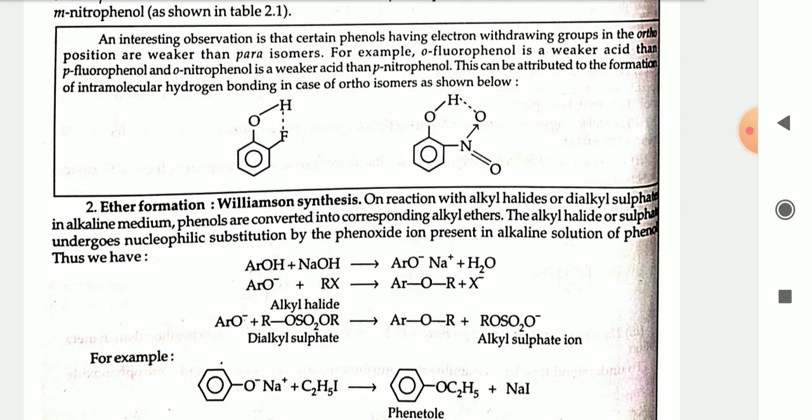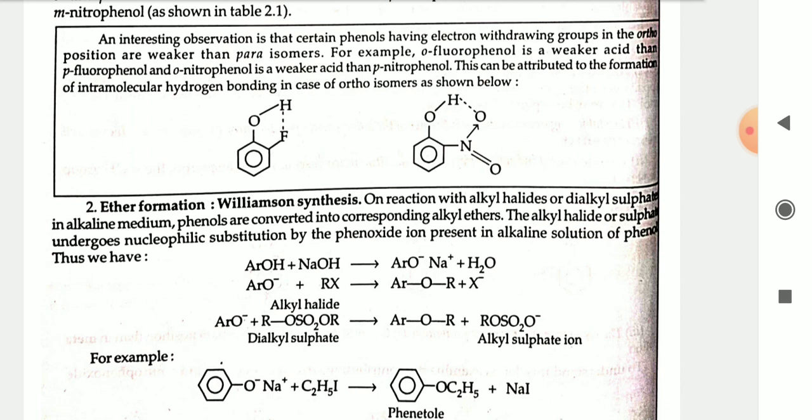Second is ether formation, called the Williamson synthesis process. On reaction with alkyl halide or dialkyl sulfates in alkaline medium, phenols are converted into the corresponding alkyl ethers. The alkyl halide or sulfates undergo nucleophilic substitution by the phenoxide ion present in the alkaline solution of phenol.